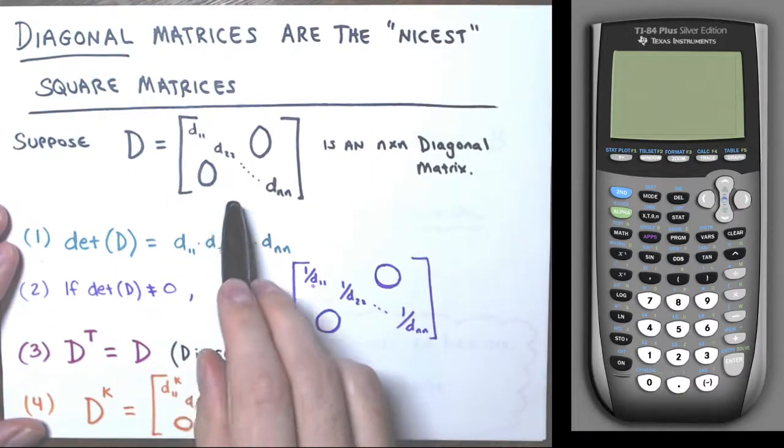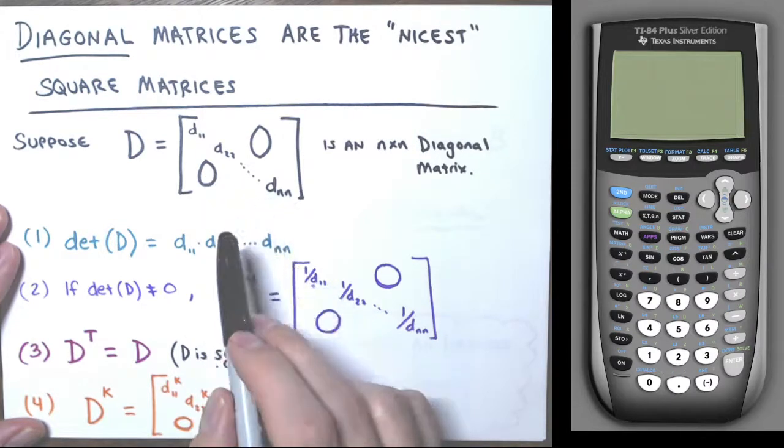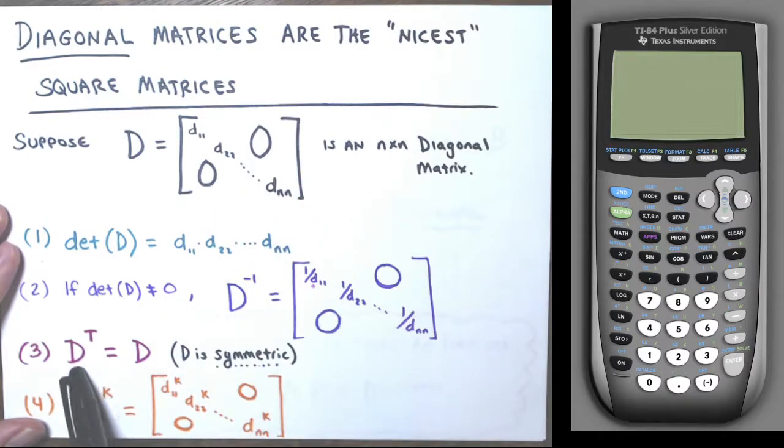D transpose: if you were to switch rows with columns here, make each row into a column and each column into a row, and take the transpose of D, you're getting D again. Right? The transpose of a diagonal matrix is that same matrix again. When a matrix is equal to its own transpose, we call that matrix a symmetric matrix. So every diagonal matrix is a symmetric matrix.